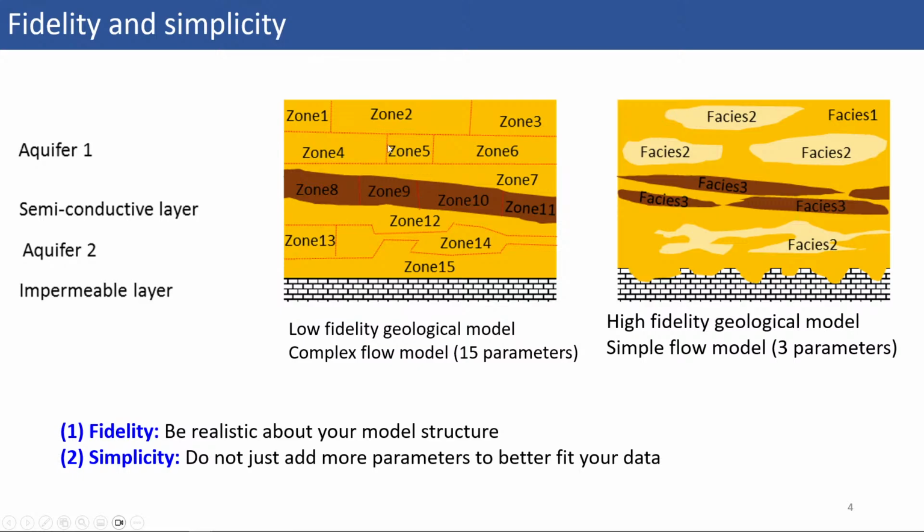This one is a complex model. Why? Because it has many parameters. So I make this zone, this zone, this zone, and then for each one I will estimate a hydraulic conductivity value. Because you see here, this looks different than this guy and different than this guy. So I will estimate a value here, here, and here. This guy looks different, so I'll estimate a value here, another here, and so forth. So this will end up having 15 parameters. This will only have 3 parameters because I only have 3 phases. I will estimate one value here, one here, and one here.